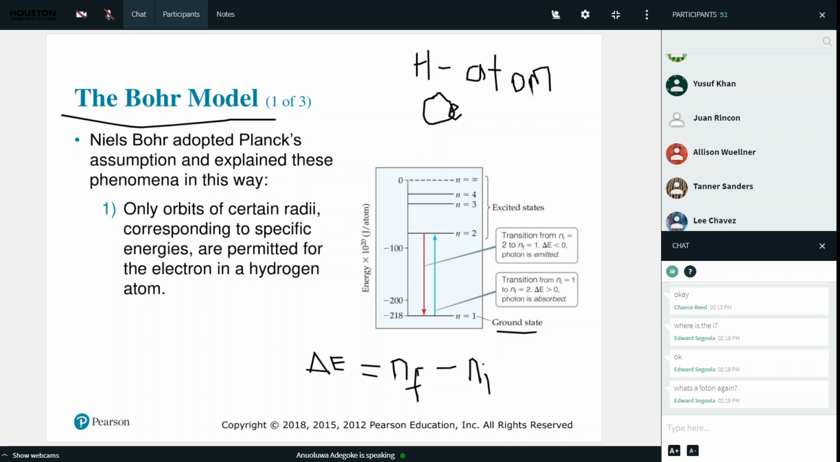So let me do a quick summary here on the side. Photon is light energy. And then emission. So I'm going to explain this now. Absorption, delta E is greater than 0.